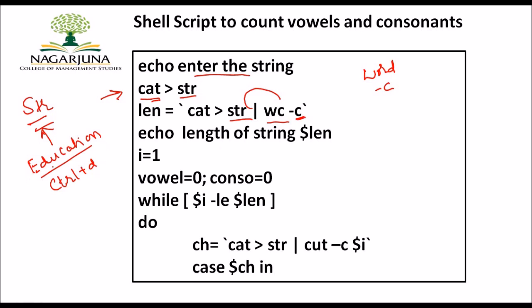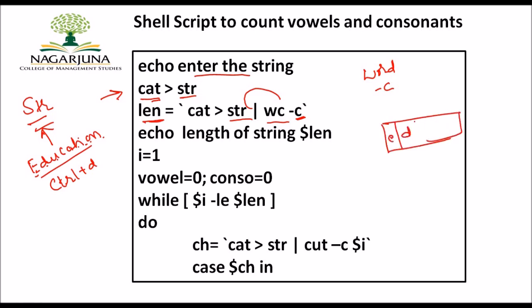Now see, how many characters do we have? 1 2 3 4 5 6 7 8 9. So 9 would be the length of your string. So once we have the length of the string, this is how your string is being represented.